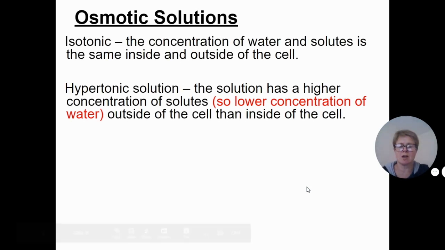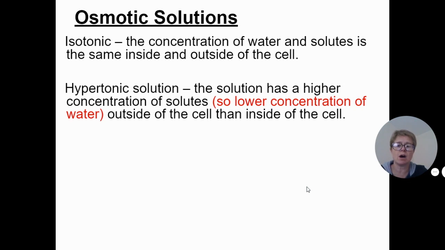Hypertonic solution has a higher concentration of solutes, so that's the salts and sugars, than inside the cell. Okay, so imagine you've got fluid outside of a cell. The cell has got some sugars and salts dissolved in it, but the fluid outside of the cell has got more sugars and salts dissolved in it, so it's hypertonic.